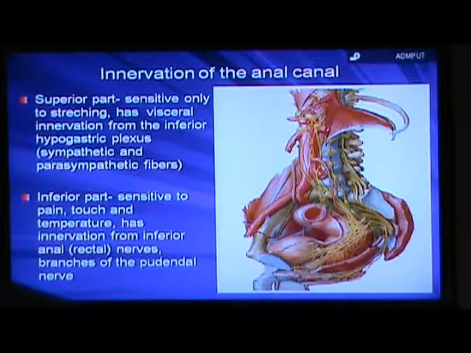So this one, the sacral plexus, in the pelvic cavity, and here we can see perfectly the pudendal nerve, and this is the inferior anal or rectal nerve. Of course, they are paired because we have two sacral plexuses.